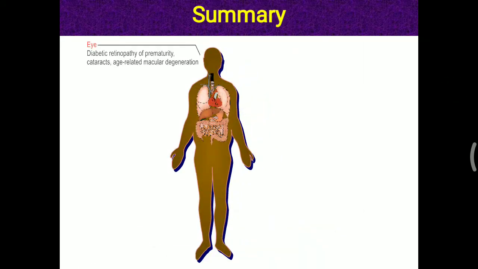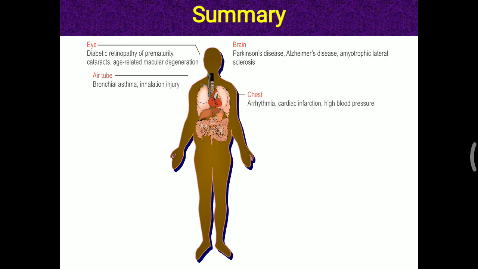So in summary, eye: diabetic retinopathy, retinopathy of prematurity, cataract, age-related macular degeneration. Brain, you can remember Parkinson's disease, Alzheimer's disease, amyotrophic lateral sclerosis. Air tube: bronchial asthma, inhalation injury due to release of free radicals from neutrophils. Arrhythmia, cardiac infarction, and high blood pressure are observed with free radical damage. Gastric ulcer, ischemic colitis, and fatty liver.